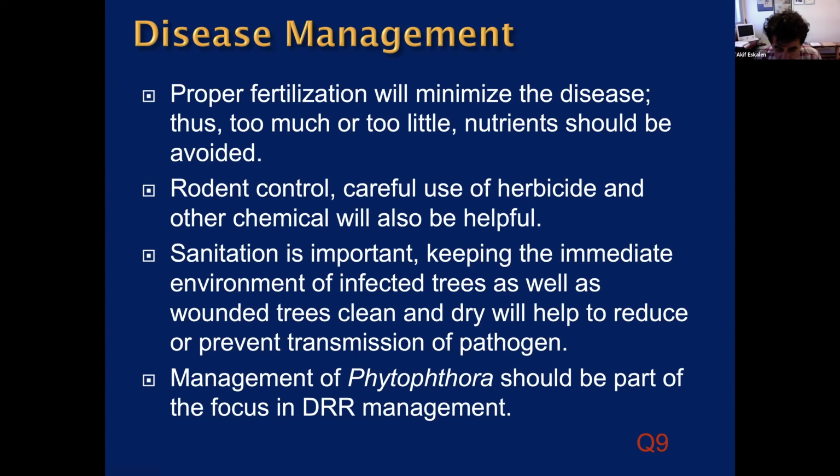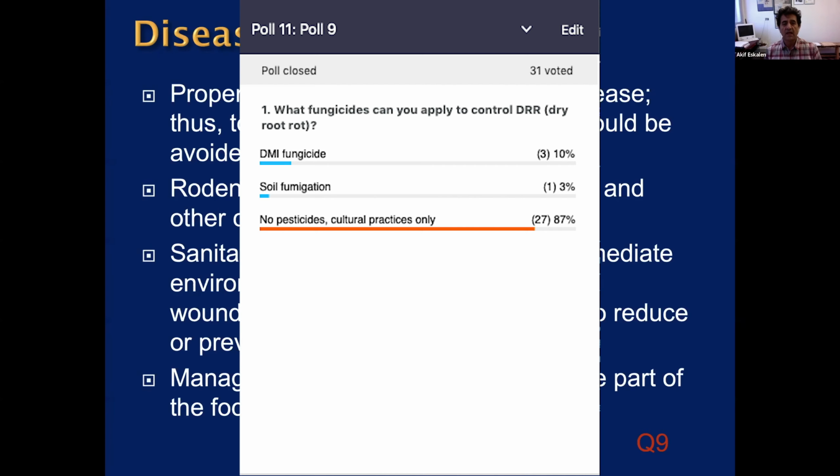So with that, let's bring up our question number 9, which is the last question. What fungicides can you apply to control dry root rot? DMI group of the fungicide, or soil fumigation, or no pesticide, cultural practice alone? Okay, that's correct. So there is no pesticide application directly. You can control some of the Phytophthora, but there is no pesticide that you can apply to control the dry root rot.